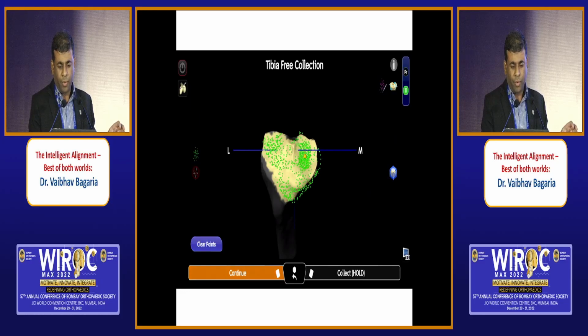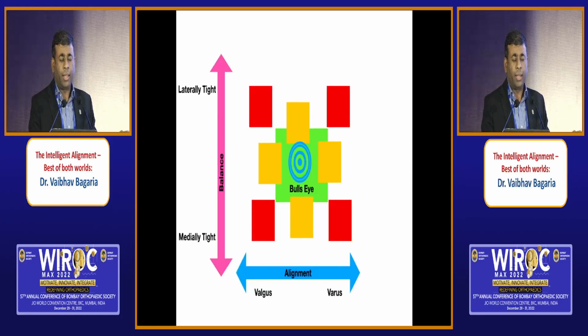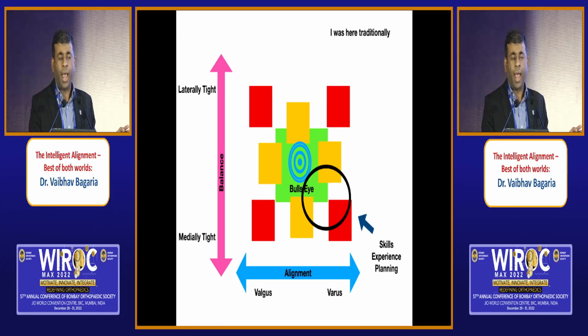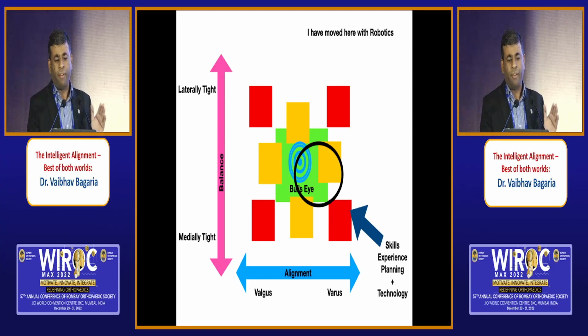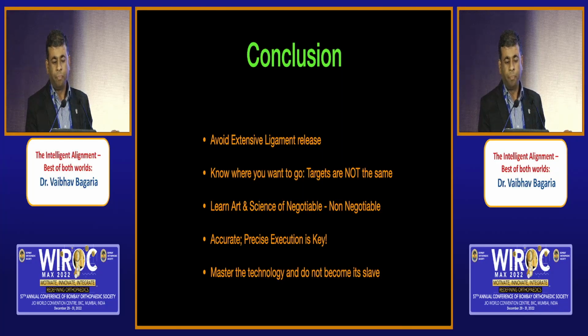Again, another case, but we'll skip this. So in the end, I said we need to identify the bullseye. As we move with our skill and experience, this is where I used to be. For most of my knees, I used to be in slightly varus, slightly tight medially compared to laterally. But today, I think with technology, I've reached closer to the bullseye, although there is still some tightness for most of my varus knees. In conclusion, I would just say that we must avoid extensive ligament release in today's world.